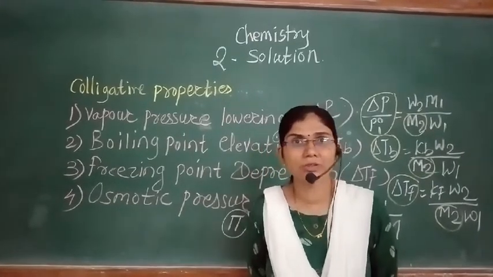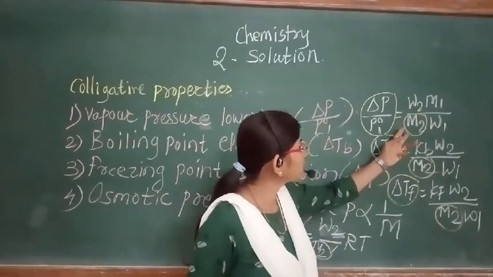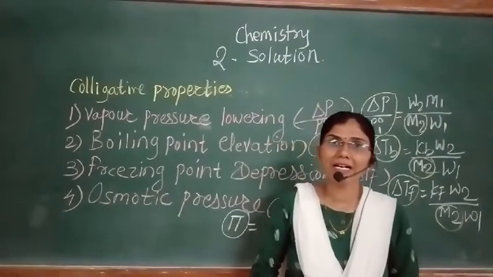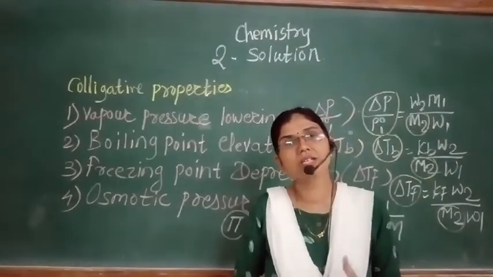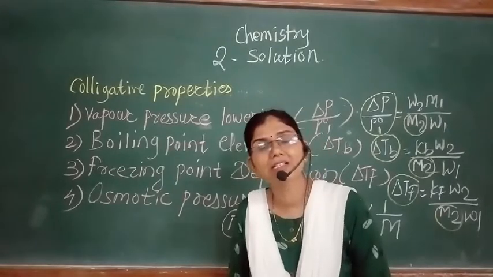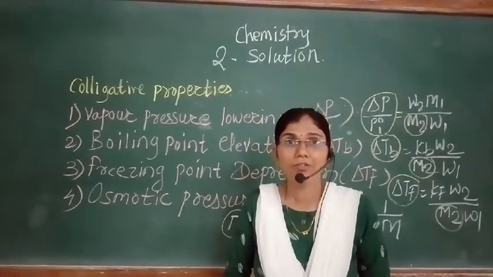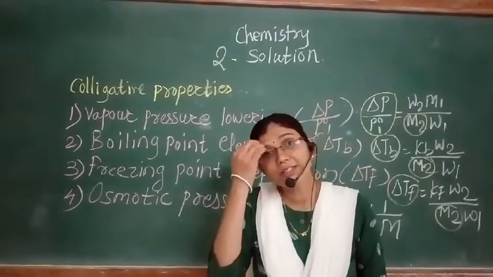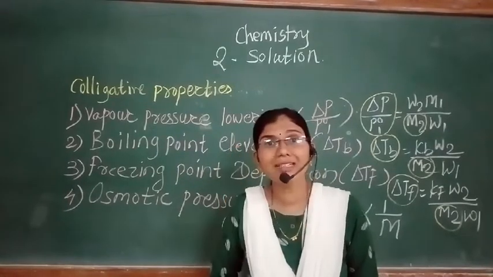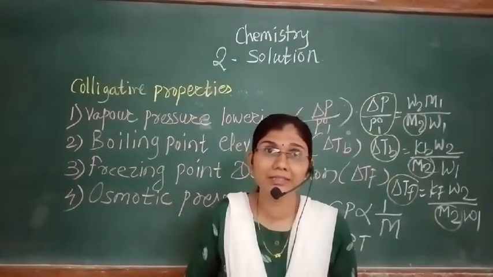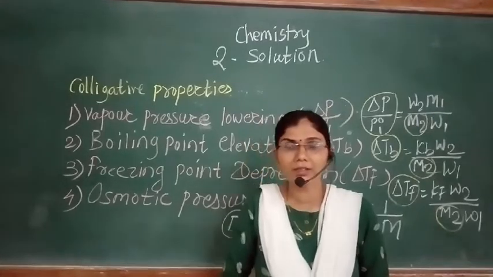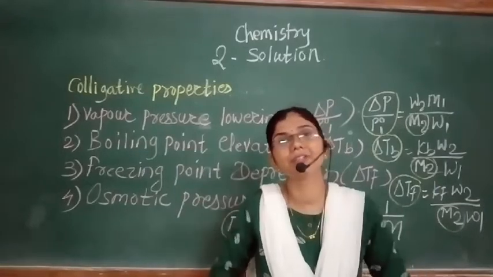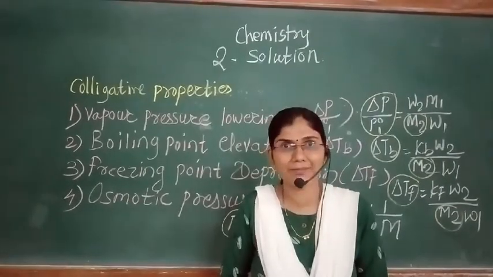For the non-electrolytic solution, we have the relation between the molar mass of the solute and the colligative property. Non-electrolytes are the substances which do not get associated or dissociated into ions. For example, urea, glucose, fructose, all these sugars are non-electrolytic solutes. When they dissolve in a solvent and form a solution, they do not associate or dissociate. They remain as they are.